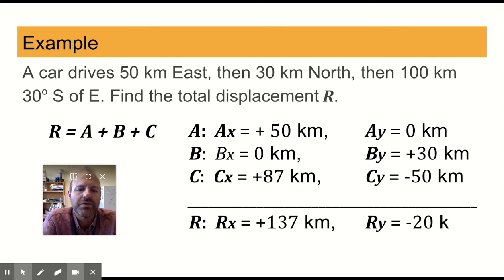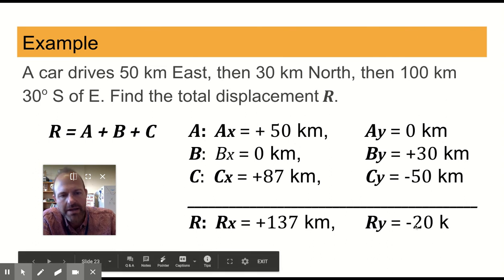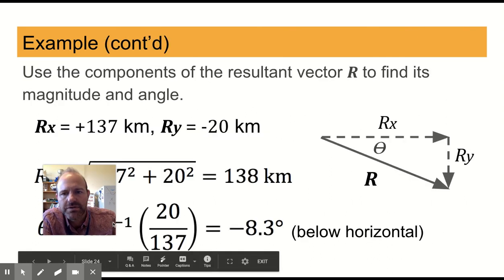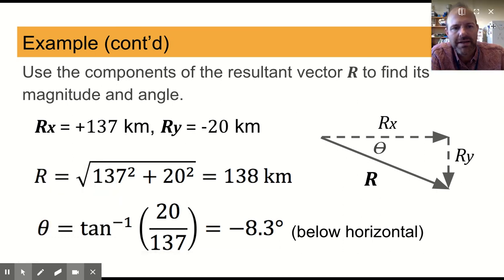And once you have those two components, positive 137 kilometers in the x and negative 20 kilometers in the y, you can put them back together to find a resultant triangle, which looks something like this. Use the Pythagorean theorem to find the hypotenuse, and then the angle can be found with inverse tangent.